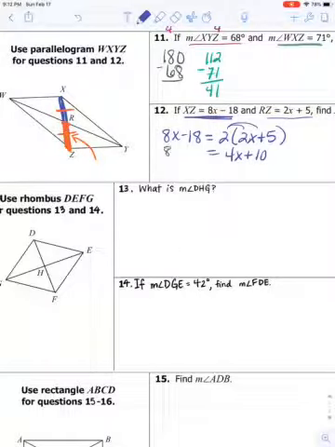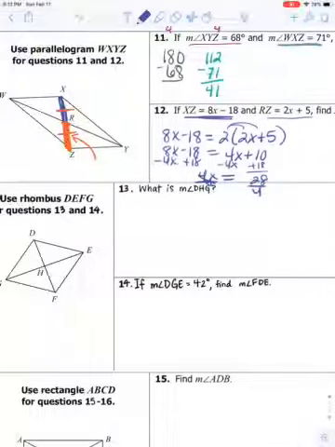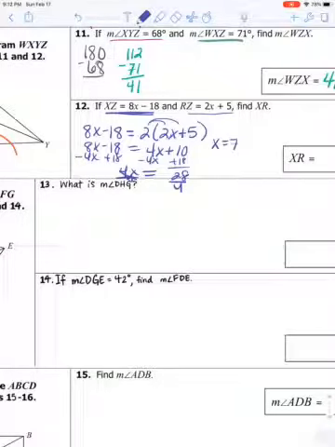Fine. Distribute the 2, bring everything else down. Oops, sorry, that's a negative 18. Okay, we're going to subtract 4x from both sides. Add 18 to both sides. So 28 equals 4x. Divide both sides by 4. Okay, so x is equal to 7.